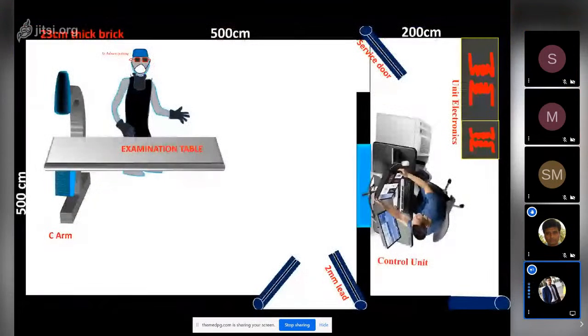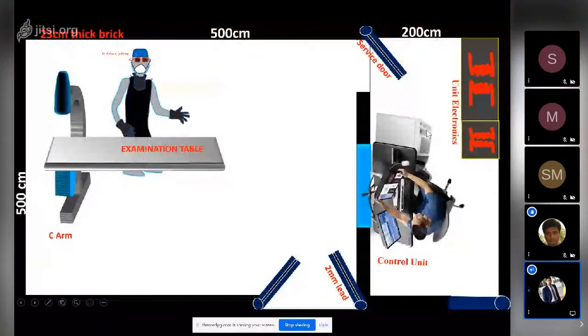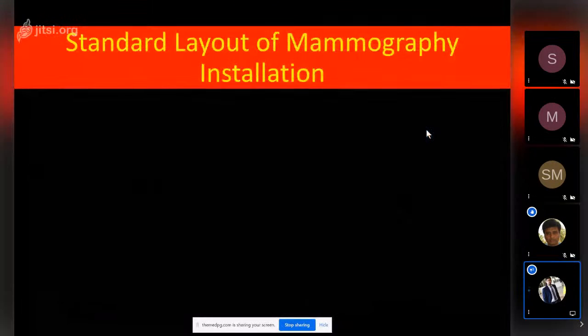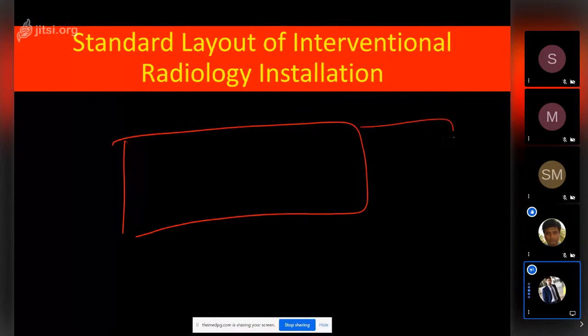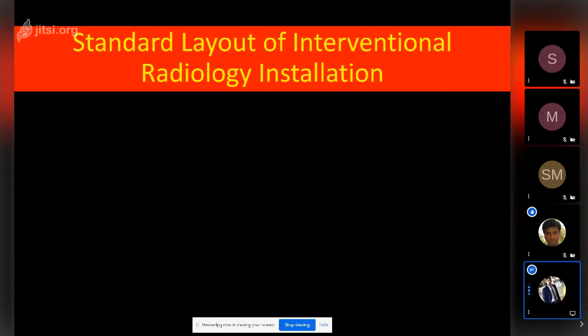Also, now what we have to understand is how a standard X-ray room will be. A standard X-ray room contains an X-ray room, and attached to it there will be a room in which the controller will be standing. In the room there will be the X-ray tube, and there will be a table, and below the table there will be a film or cassette kept, and that's how the imaging will be done.